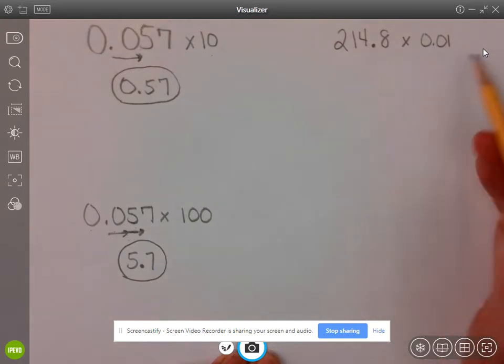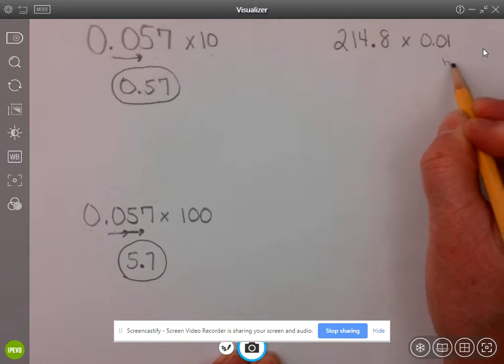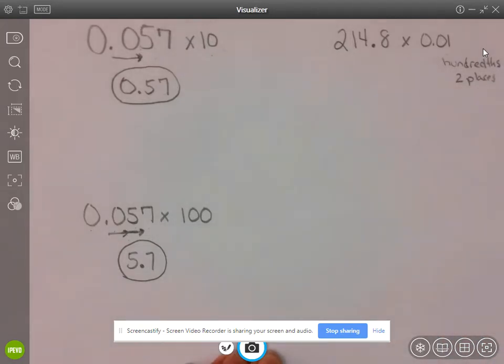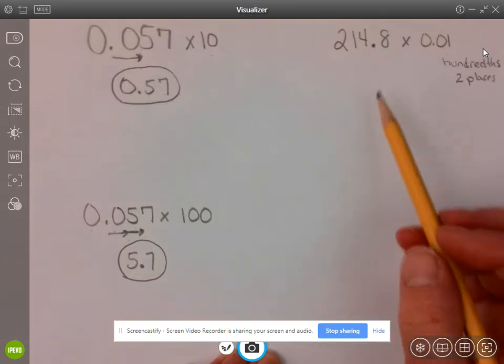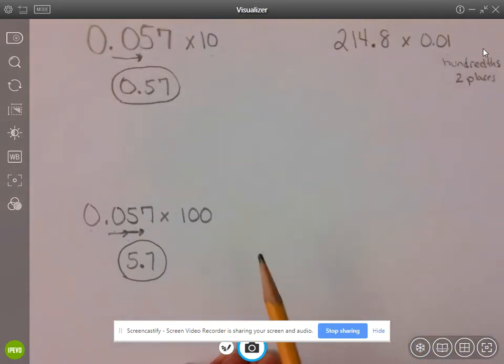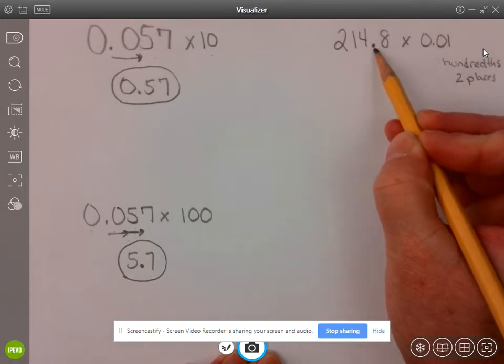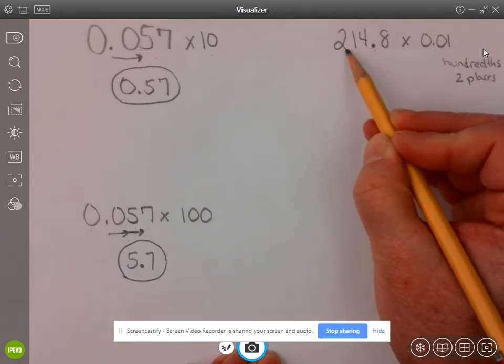When I look at this and I think about this as hundredths, I know that there are 2 tens that multiply together to get hundredths. So I know that I need to move things 2 places. Again, I can think about moving the digits. I can think about moving the decimal point. The decimal point will change the place that the digits are in. So I have to think, am I making my number bigger or smaller? And which direction do I need to move things? To make my number smaller, I need to move my decimal point to the left 2 places.